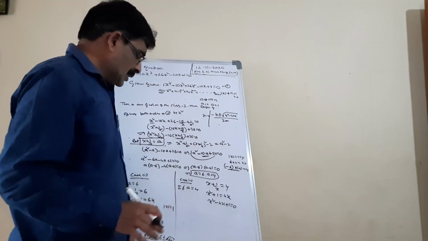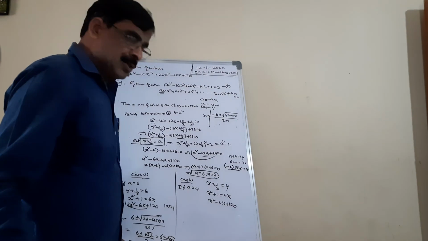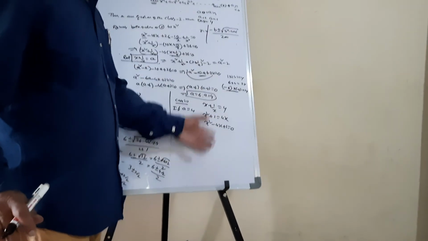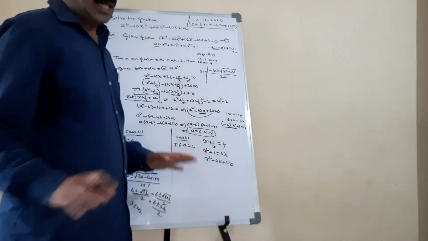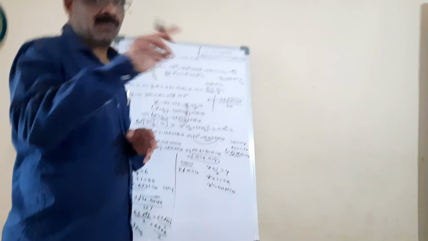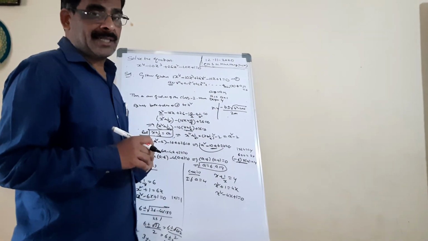So, finally, the roots are 3 plus 2 root 2, 3 minus 2 root 2, and write the remaining 2 roots. Okay, you can get the answer. See, this is very, very simple and easy. It will come for 7 marks. This is an important 7 marks problem.